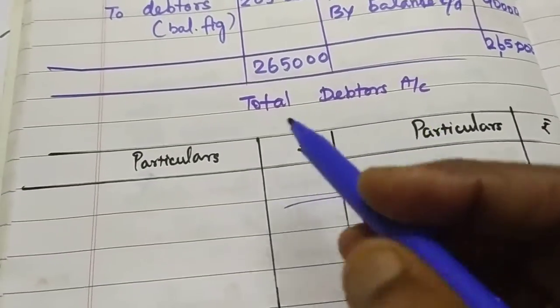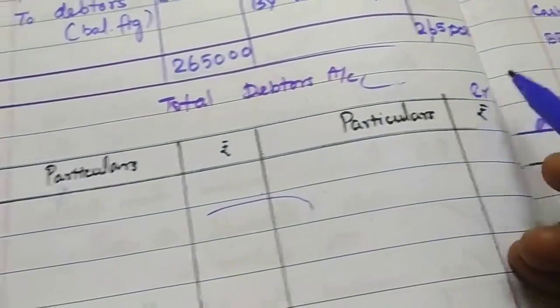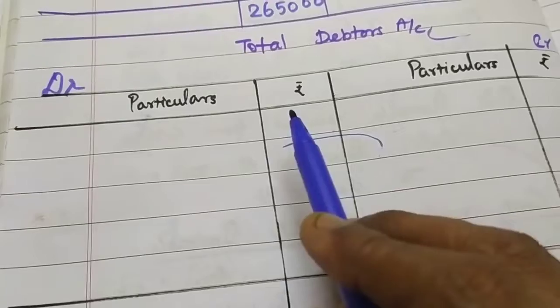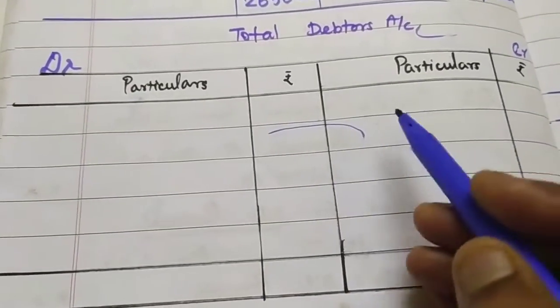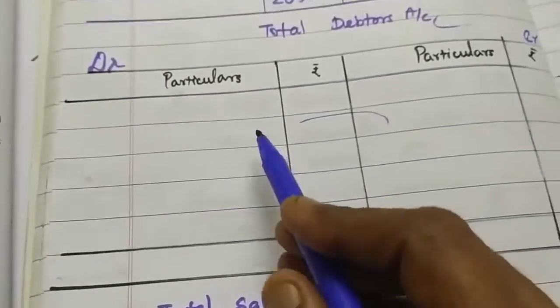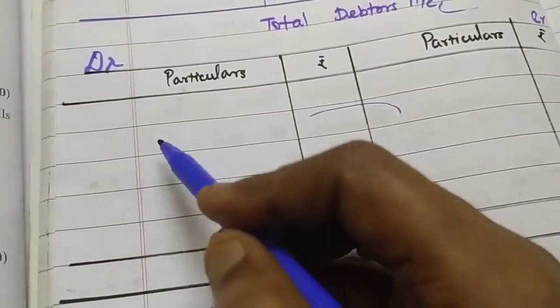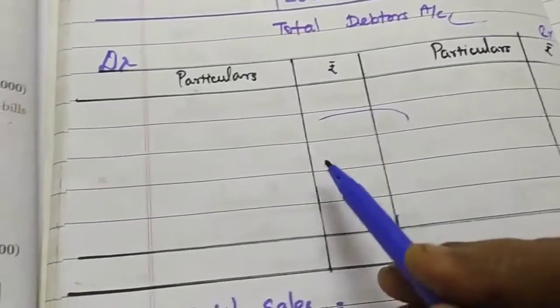Next we have to prepare the total debtors account. Write the heading at the top. This is debit side, this is credit side. Actually children, we have to take a double page. But in the mobile, it is not convenient for me to show both the sides. I have to go this side and I have to go that side. That's why I am doing it on a single page. You don't do that.